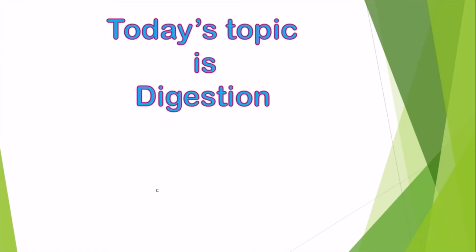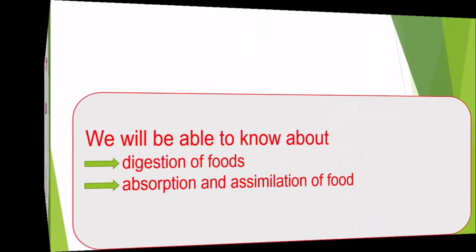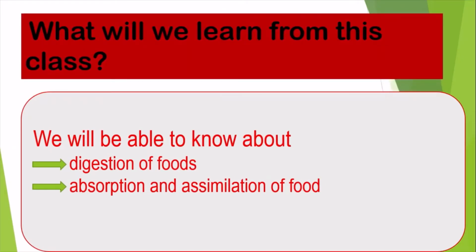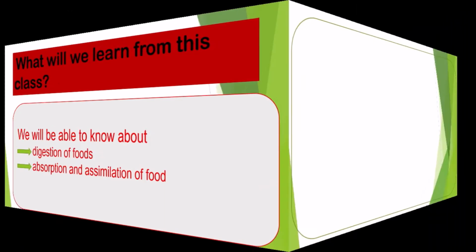Today's topic is digestion. What will we learn from these classes? We will be able to know about digestion of foods, absorption and assimilation of food. Digestion of foods: the process through which complex food particles are converted into simple and absorbable form is called digestion. Digestion in the human body is completed in our digestive system in different parts or different stages.